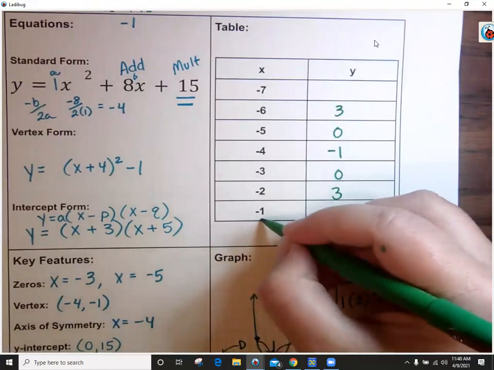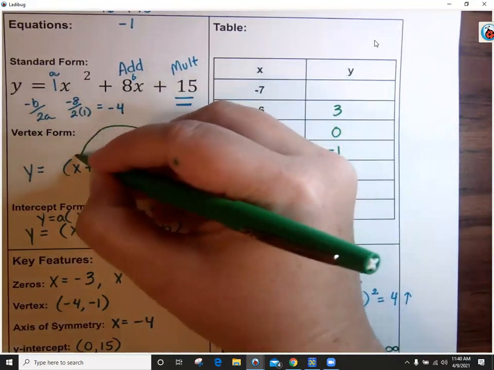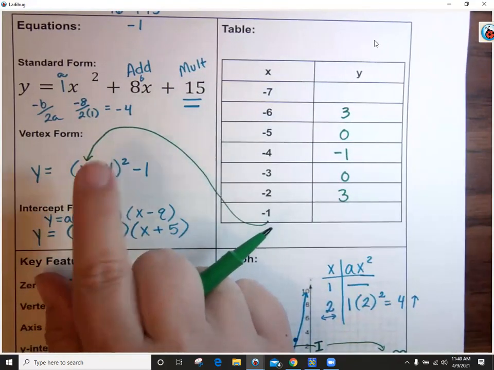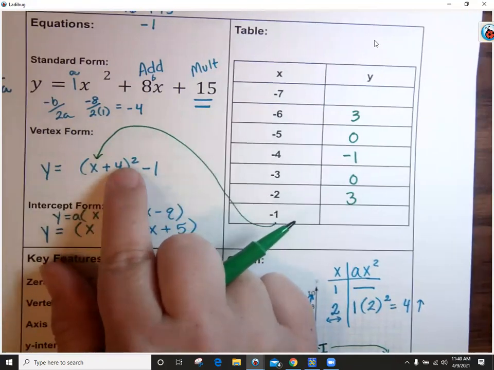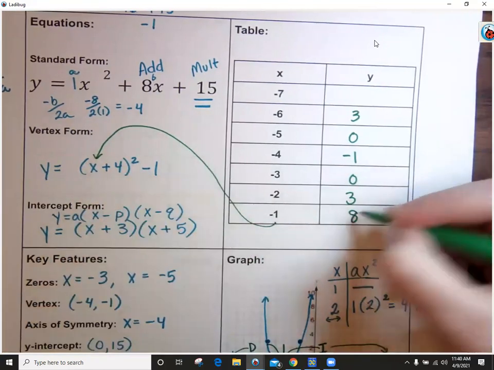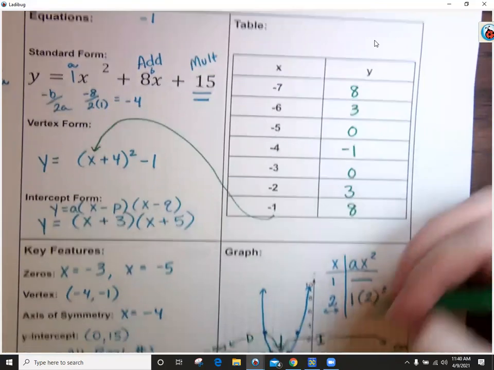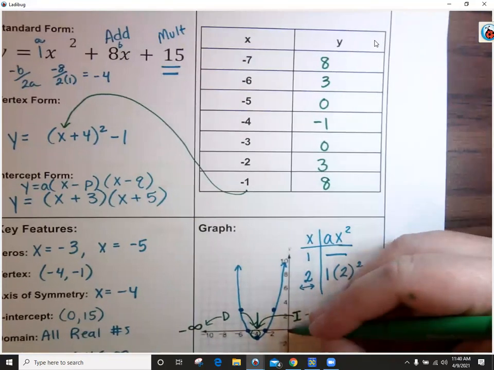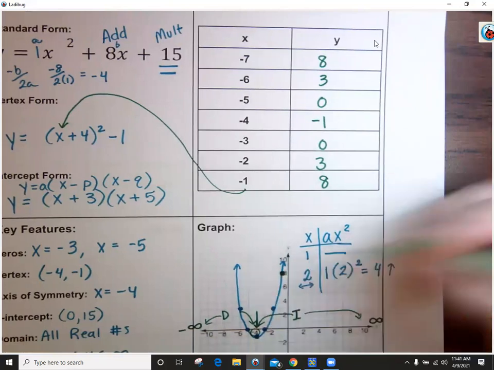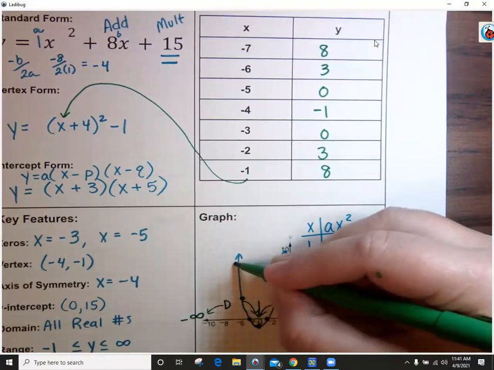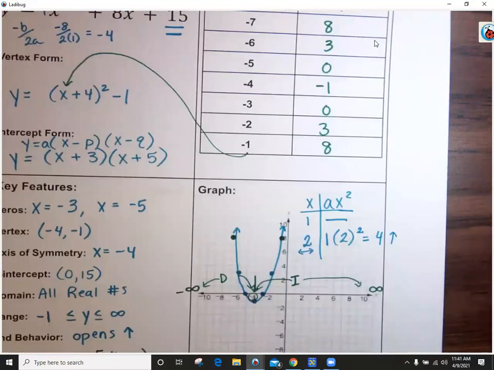So I'm going to put in -1 for x right there and work it out. -1 plus 4 is 3. 3 squared is 9. 9 minus 1 is 8. So those two would have to have a y value of 8. And I like to always look at my graph and see if that looks reasonable. If the point -1, 8 would be on the graph, and -7, 8. And that looks reasonable. My graph isn't perfect, but those look reasonable answers.